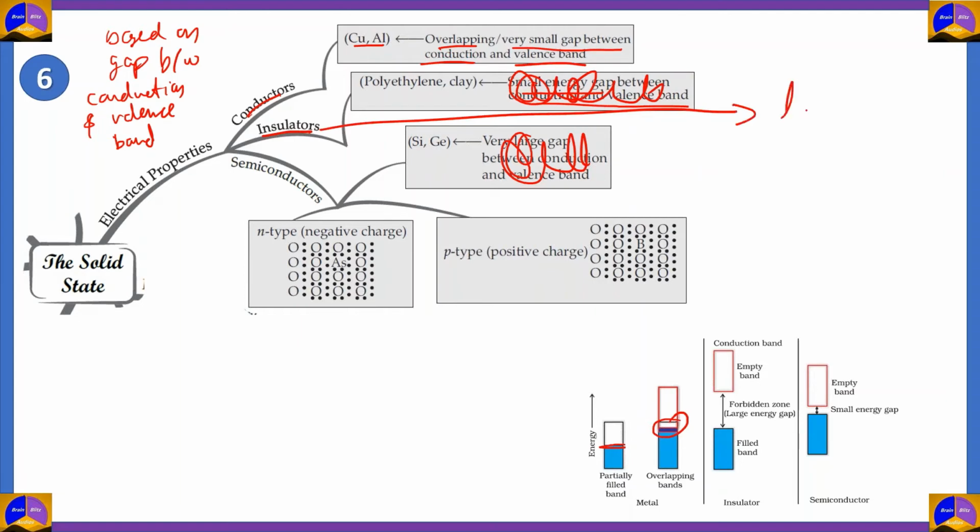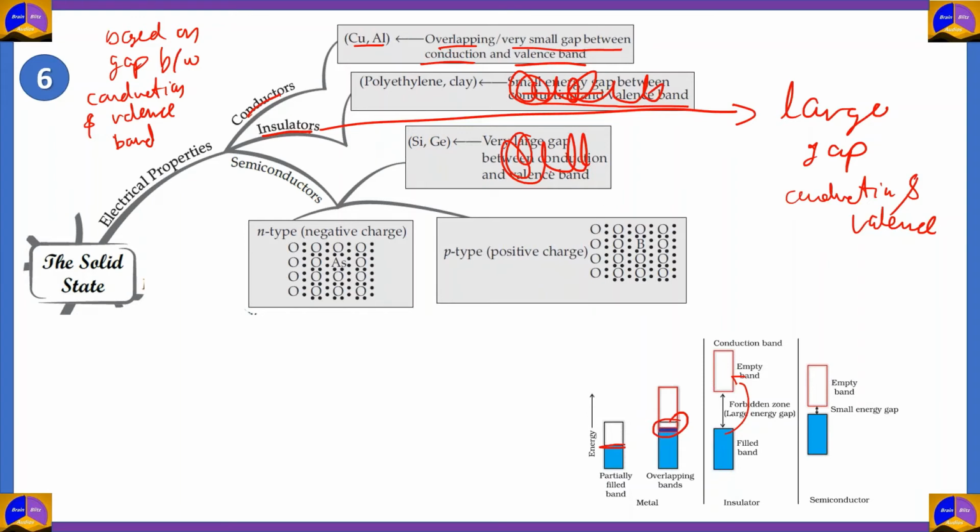Insulators have a large gap, to be exact. They have a large gap between the conduction band and the valence band. You can see here there's a large energy gap in between them, so electrons cannot jump from one band to the other. Most of the time the conduction band is empty while the filled band is usually the valence band.